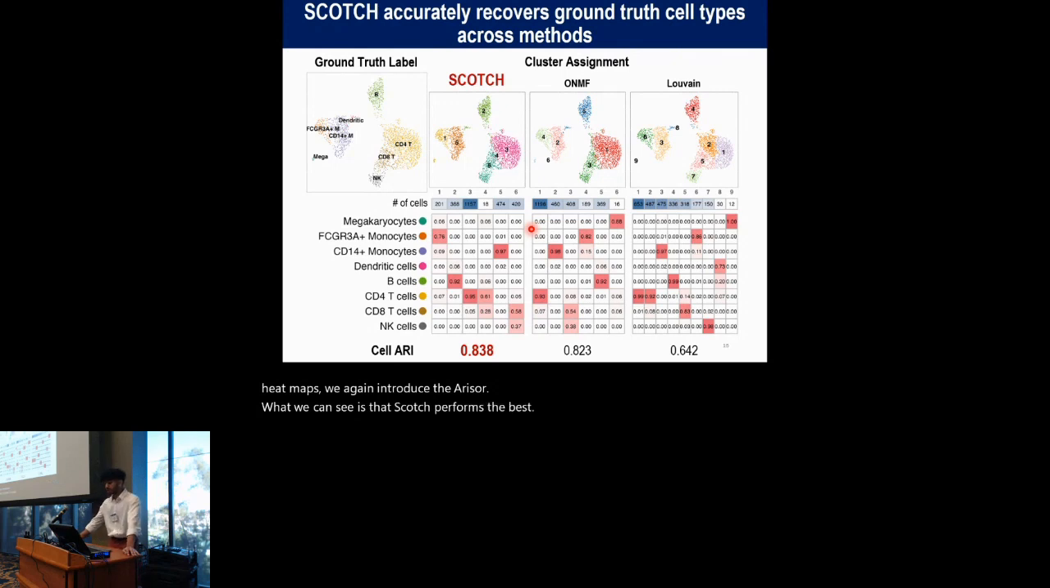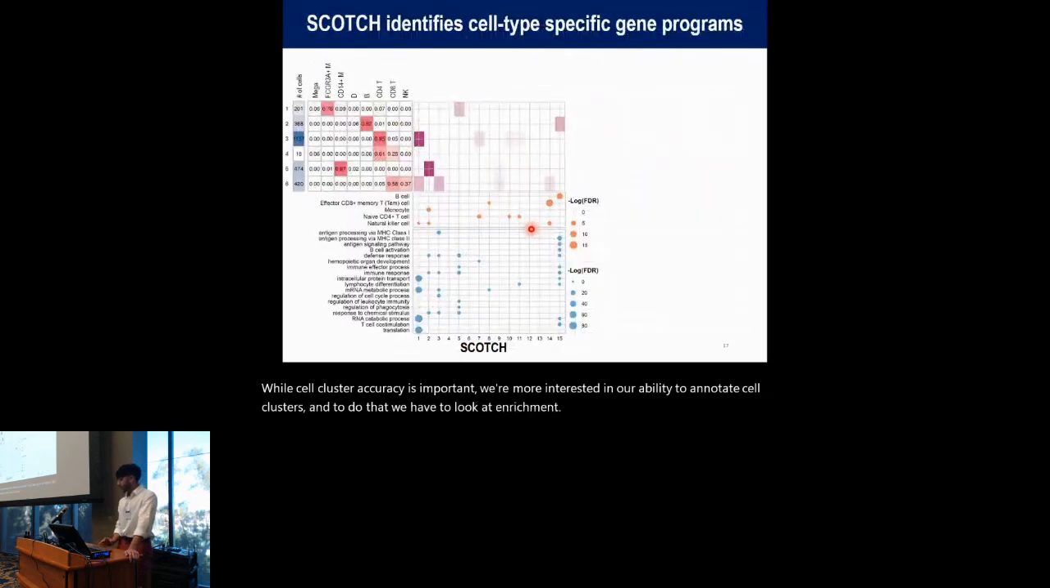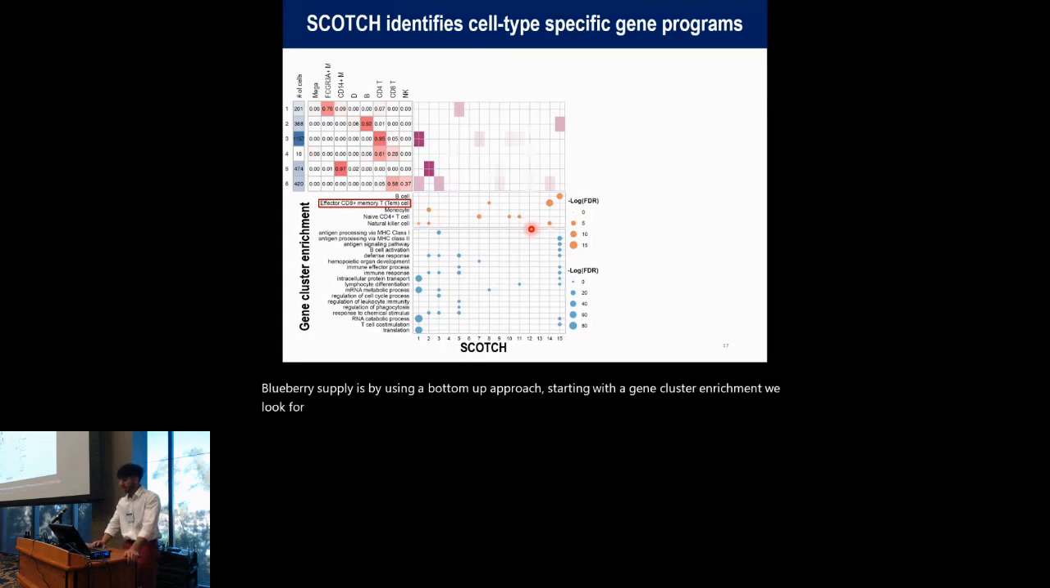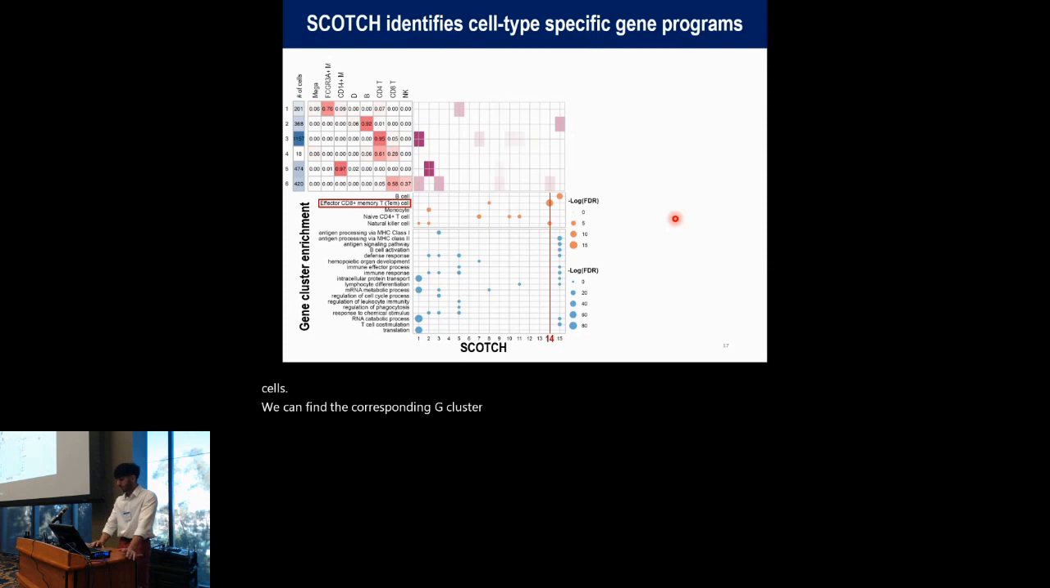While cell cluster accuracy is important, we're more interested in our ability to annotate cell clusters, and to do that, we have to look at enrichment. The way we read this plot is by using a bottom-up approach. Starting at the gene cluster enrichment, we look for terms that we may be interested in looking at. In this case, it's effector CD8 plus memory T cells. We can find the corresponding gene cluster that has the most enrichment and trace it up the plot.